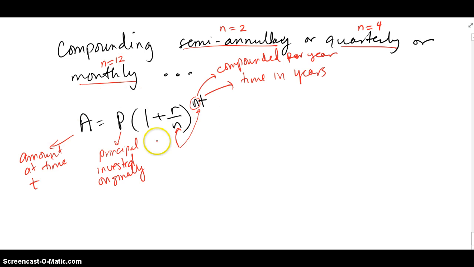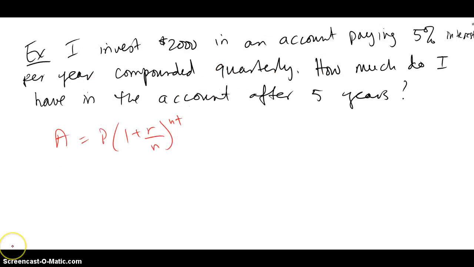So it would be this formula where the variables are defined as the amount of money, the principal you invested, R is of course the interest rate, and you'll have N, which is the thing to pay attention to in the word problem. So let's look at a slightly different example. I invest $2,000 in an account paying 5% interest per year, compounded quarterly. That's the key word that tells me N is equal to 4. How much money do I have in the account after 5 years?